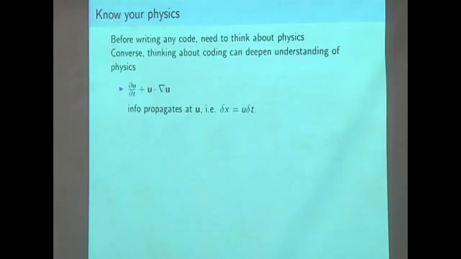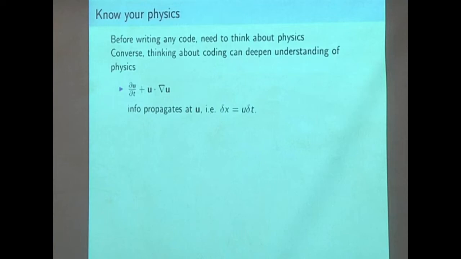So if we just take one part of the left-hand side of the equation, what is that doing? That's telling you that the information, in fact the velocity, is propagating at a speed u. So in a little time step, it will have moved a certain distance. So information, the velocity is moving, and it moves a distance, delta x, which is given by u delta t.